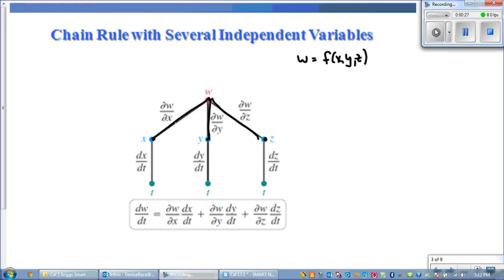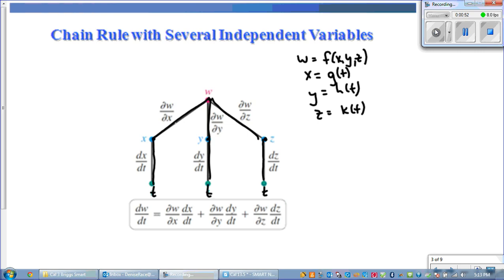Now, in this example, we have that X is also a function of T. So X is some G of T, or sometimes you'll write it as X of T, and Y is some function of T, so H of T, and Z is some function of T. So X, Y, and Z depend solely on the variable T. So we'll just have T coming off of each one of those.